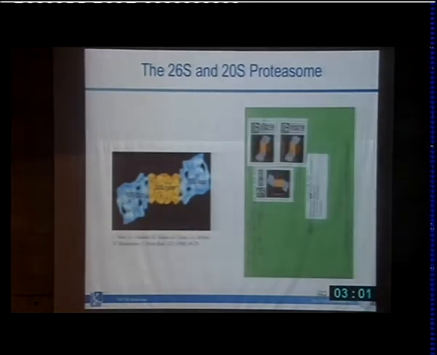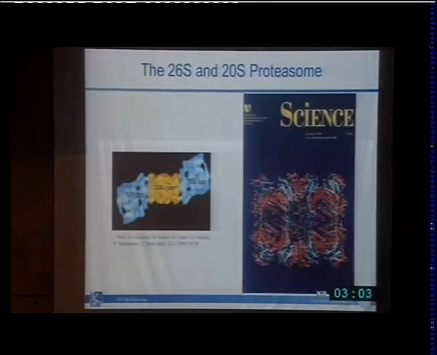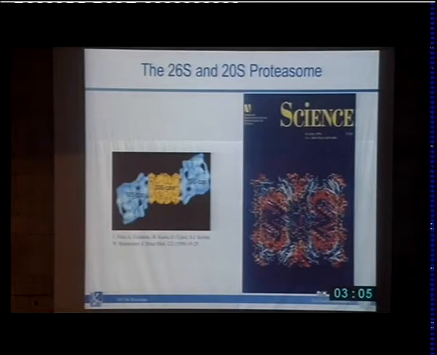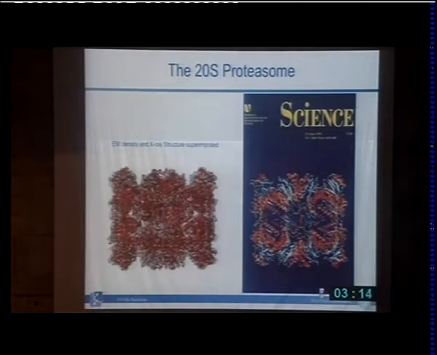Now, the structure of the core complex we had determined almost 20 years ago by X-ray crystallography. So we had a detailed structure for that, but not for the remainder of the complex. Would it be the challenge today to determine the structure of the 20S, we would probably not do it by X-ray crystallography. We would do it by EM single particle analysis.